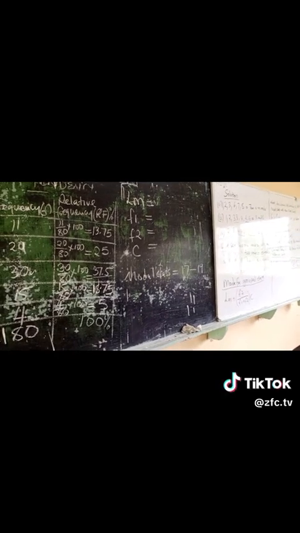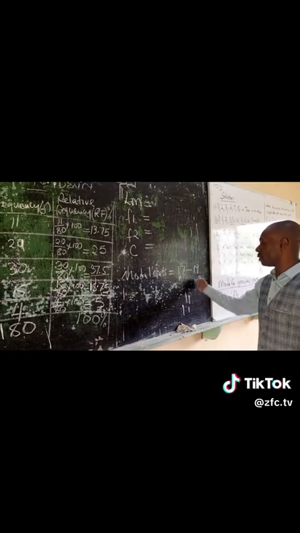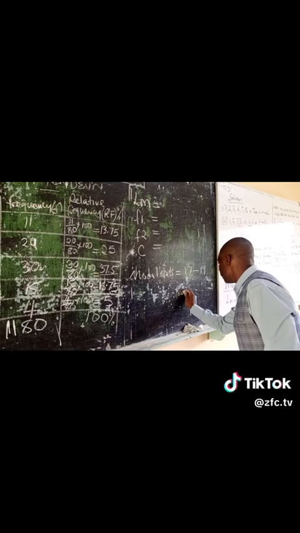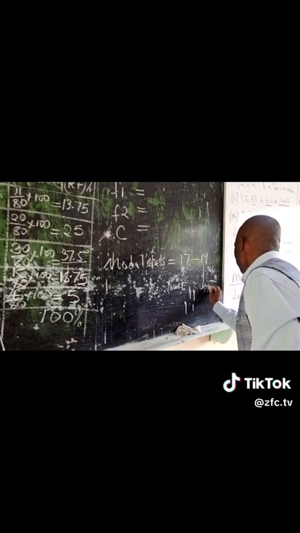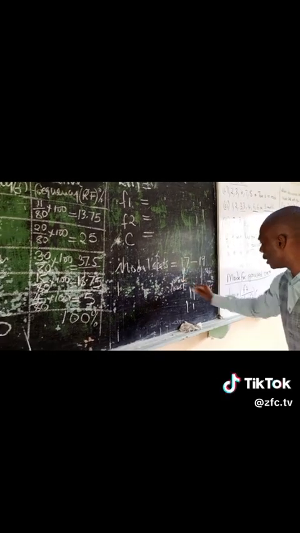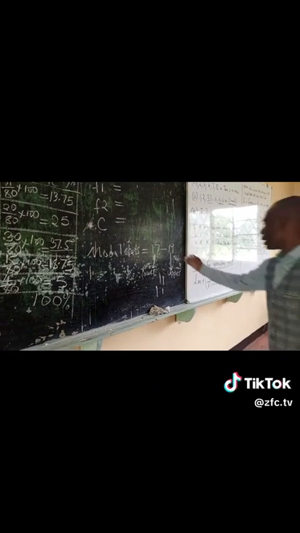LM is the lower class boundary of the modal class. 17 is the lower class boundary, and 19 is the upper class boundary. Remember this. This one is the lower class boundary, and that one is the upper class boundary. This is very important. You must remember that.